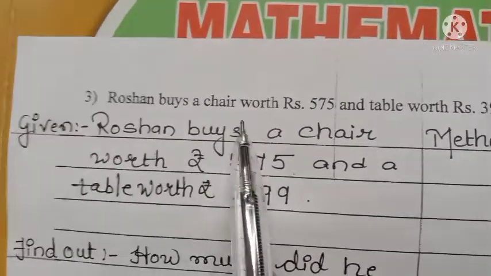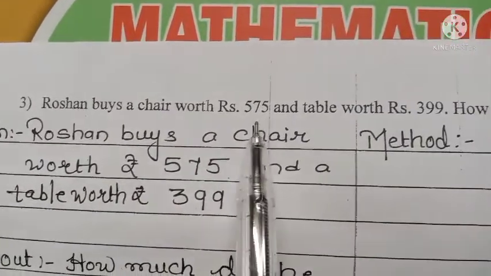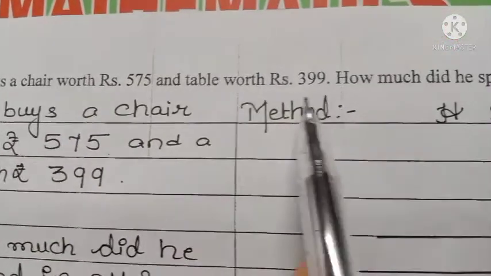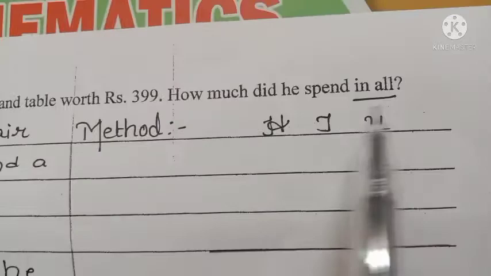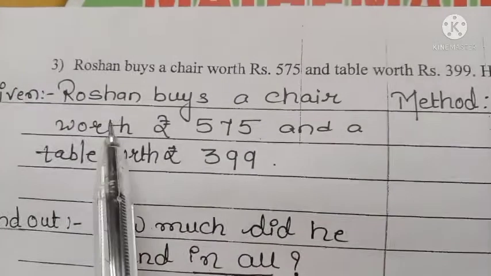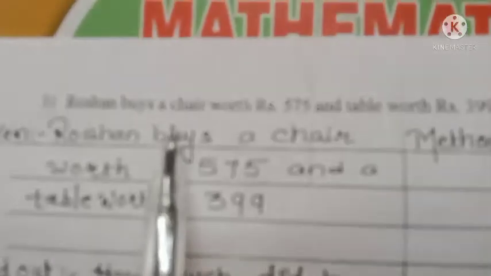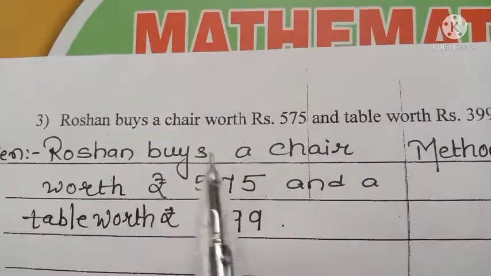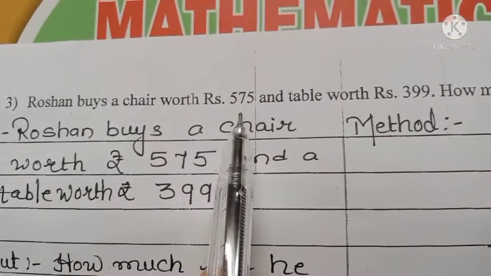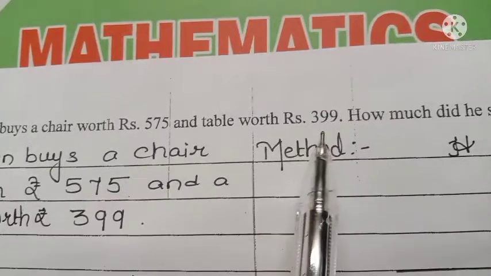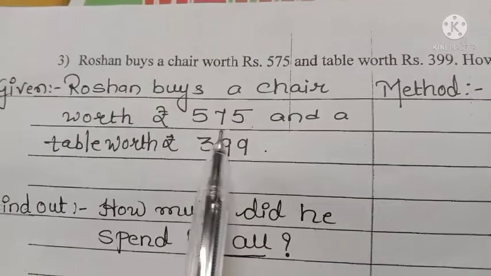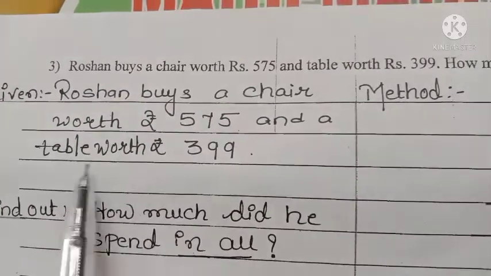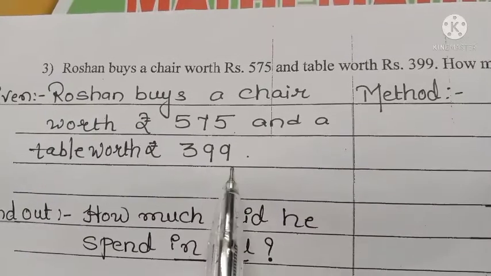See here, Roshan buys a chair worth rupees 575 and a table worth rupees 399. How much did he spend in all? So what is the meaning of this question, students? Roshan bought a chair worth rupees 575 and a table of rupees 399. So this is given, and you have to write this in given.